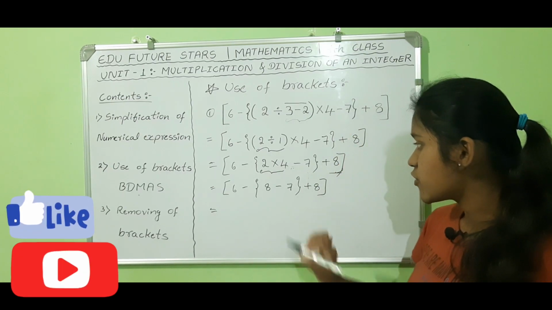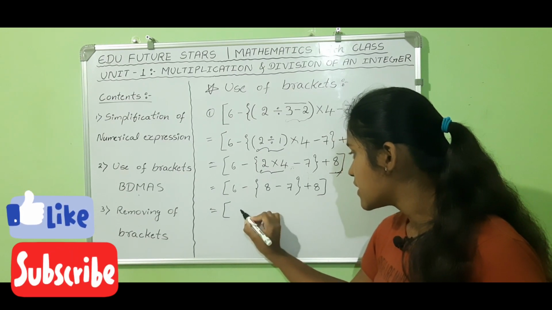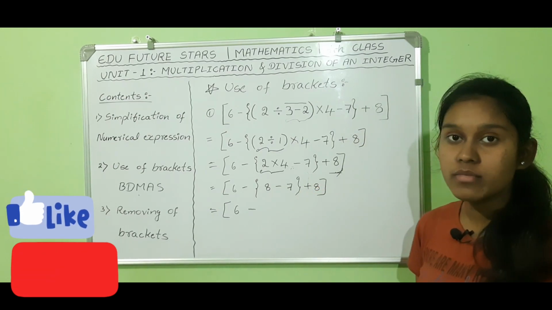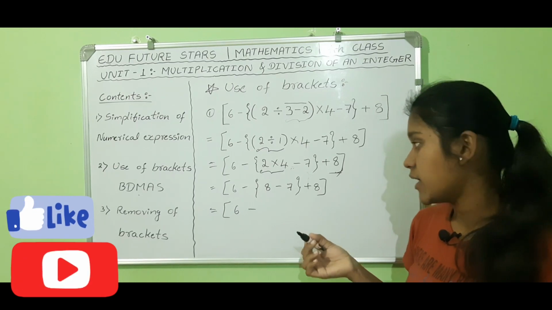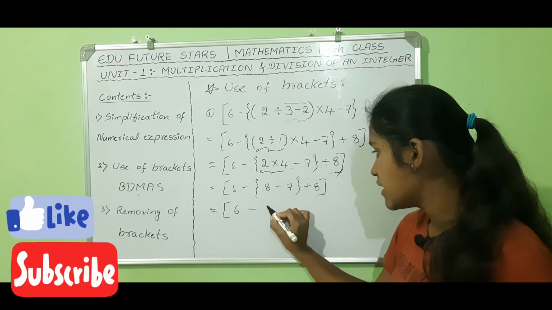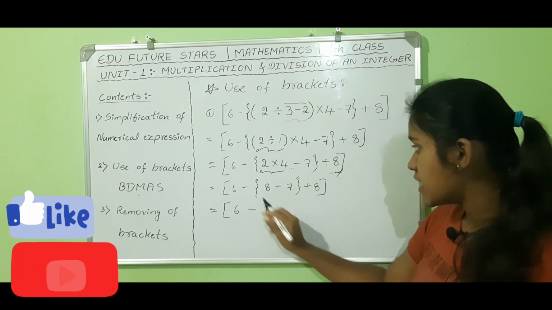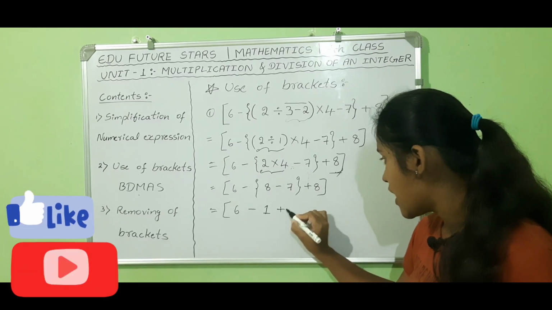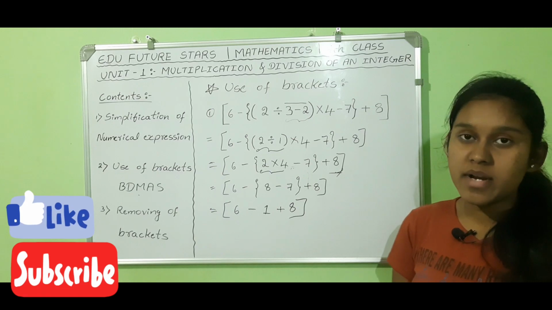Solve it again. These two are in a bracket, we'll solve that first. 6 minus, 8 minus 7 is how much? 1. Now no need of brackets, we can remove that bracket. This is positive 1, right? So I'm writing positive 1 as it is. Here anyway we have a negative, so I'm keeping that as it is. And here we have positive 8 and close the square bracket.